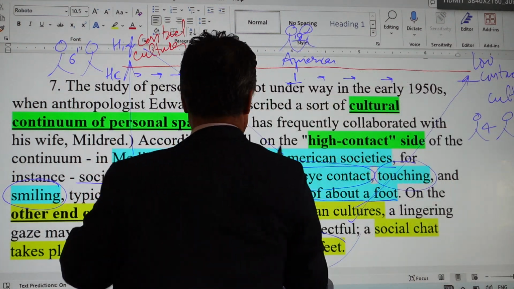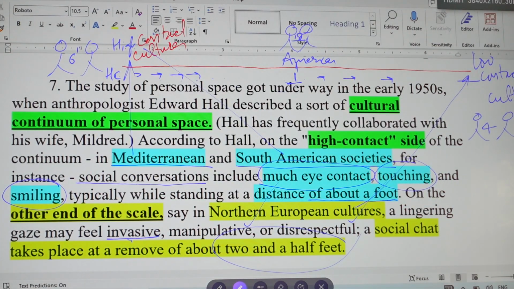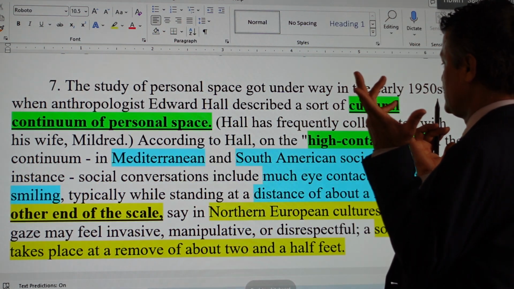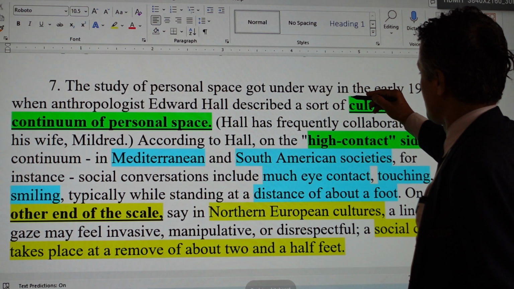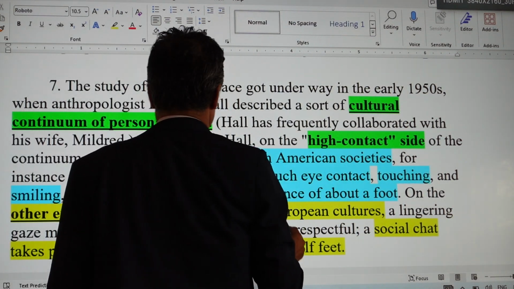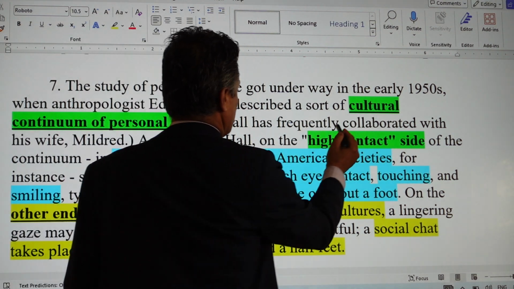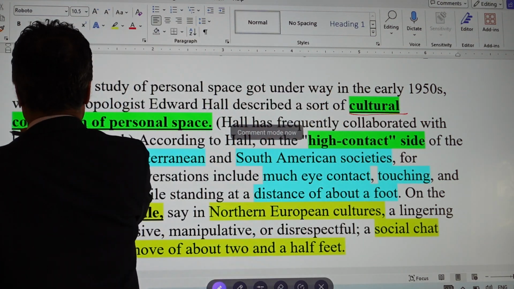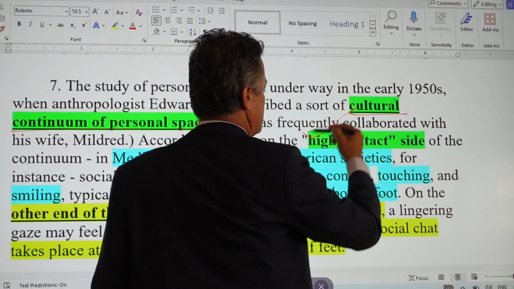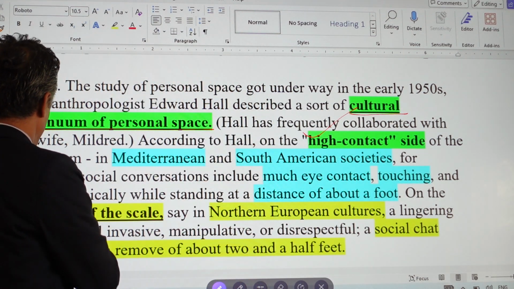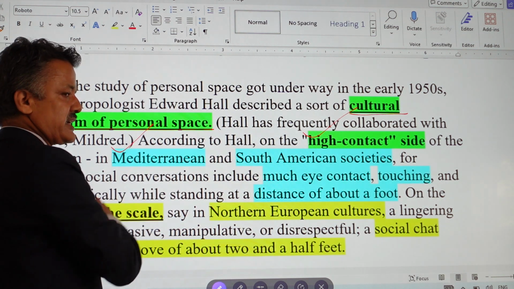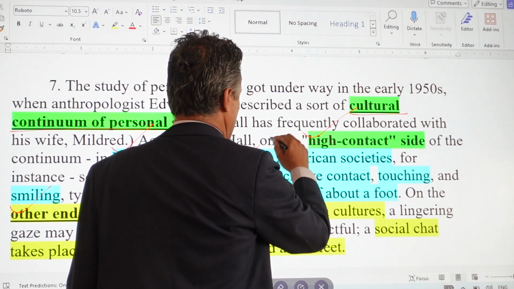So this paragraph is very important. All paragraphs are important. Now look, in this paragraph, again ask a question. What is the main idea? The main idea is cultural continuum of personal space. The main idea in this paragraph is cultural continuum of personal space. Details are: one detail, high contact culture. Second detail, low contact culture. Further detail, Mediterranean society. Further detail, South American society.